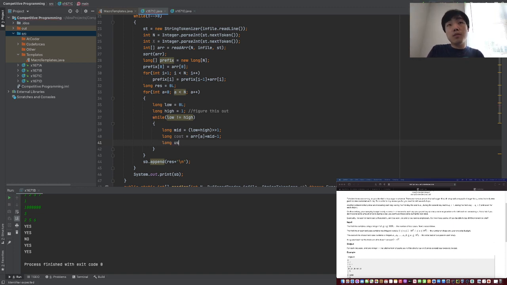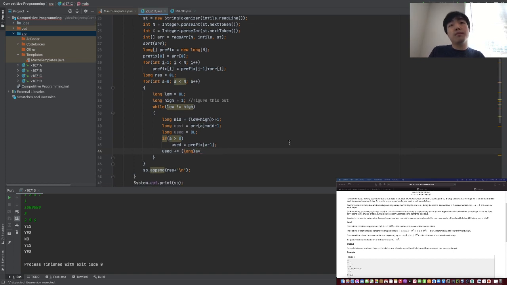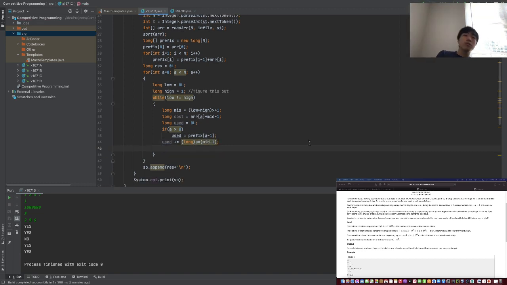Long used is equal to 0L. If A is greater than 0, then used becomes prefix at A minus 1. And then used must equal, I guess, A times however many days have passed. Because if, for example, this is the second day we're trying to buy it, the cost of this is original plus 1, take all the prefix and add 1 to every element in this prefix.